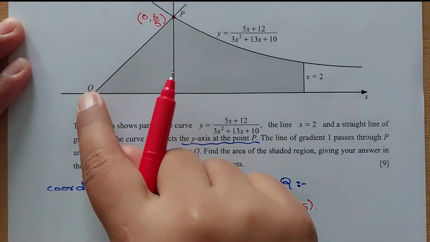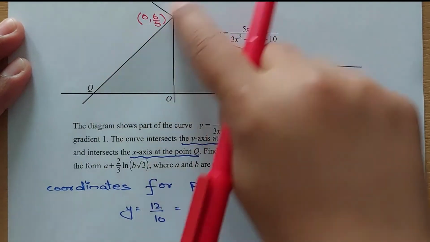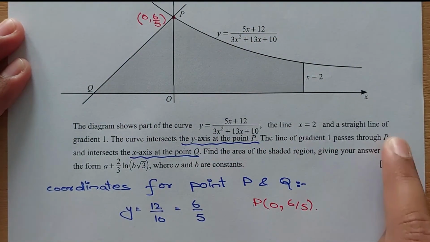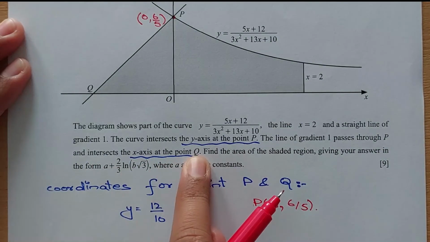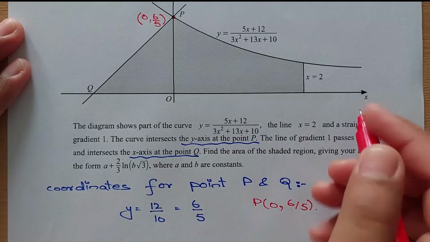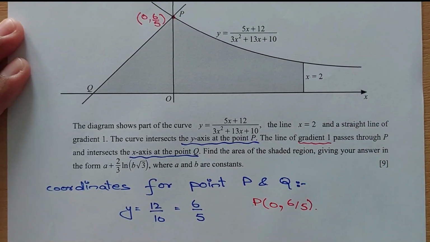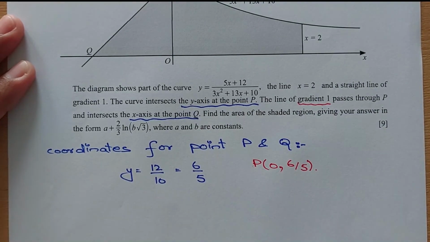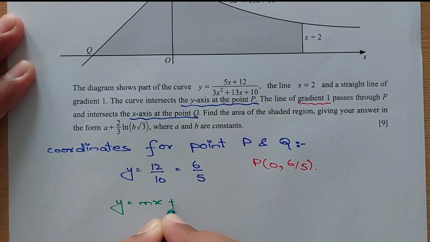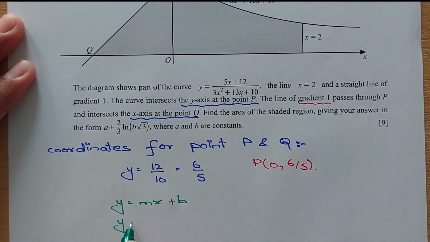And we know that QP is a straight line. The line of gradient 1 passes through the point P and intersects the x-axis at point Q. So this is a straight line with slope 1. Gradient is 1. So we have to use the equation of a straight line, that is y equals mx plus b. So m is 1 here, so y equals x plus b, right?